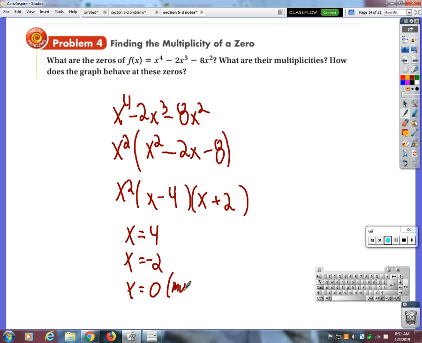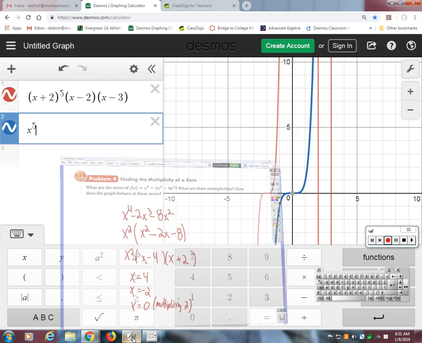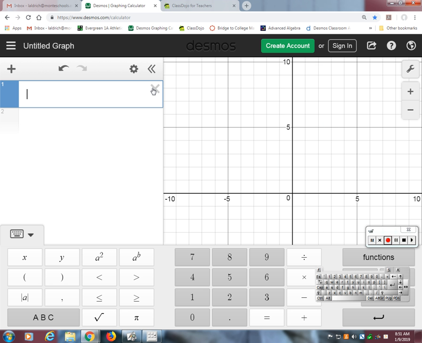So this one is a multiple 0. It has a multiplicity of 2. And so what that means is if I graph the original function, the graph is going to go through the x-axis at x equals 4 and x equals negative 2. And at x equals 0, it's just going to touch the x-axis and then go back the same way.